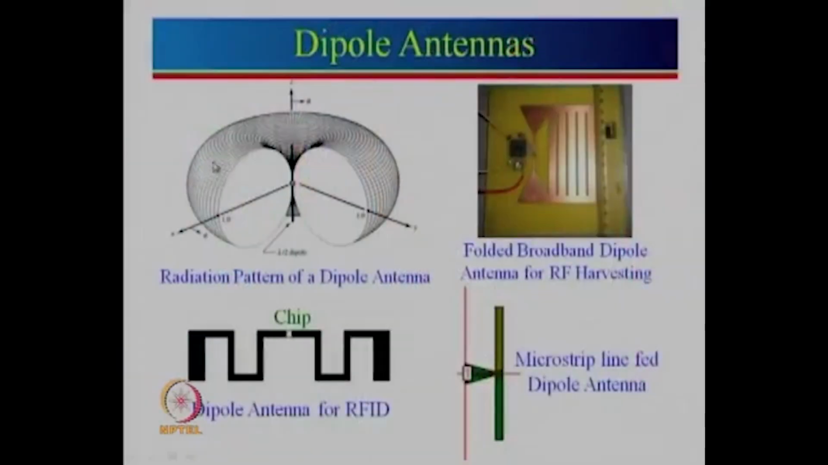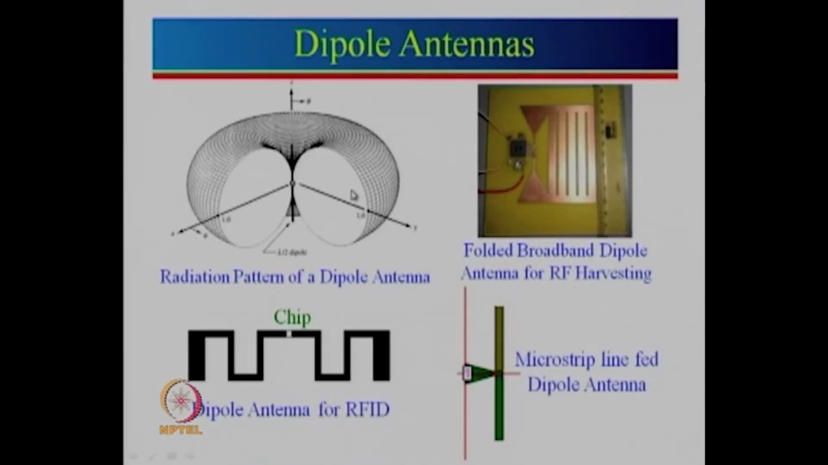Now, this figure of 8 is getting rotated all around. So, it almost looks like a donut, but a donut with a hole, not a continuous donut. So, a donut with the hole is the radiation pattern of a dipole antenna. Now, what are the different applications of dipole antenna?